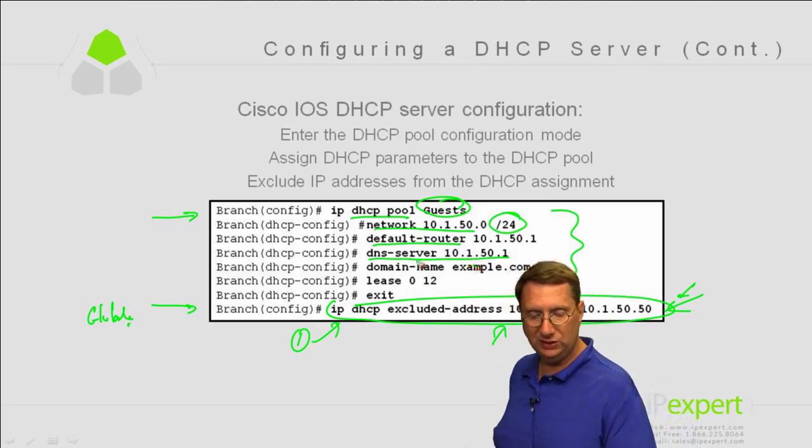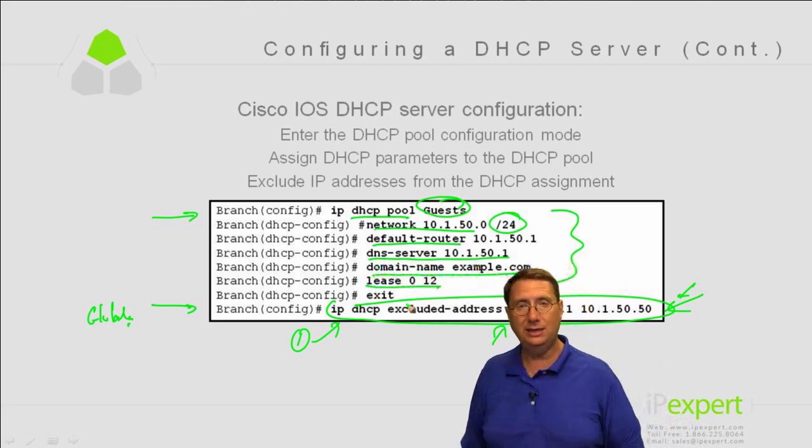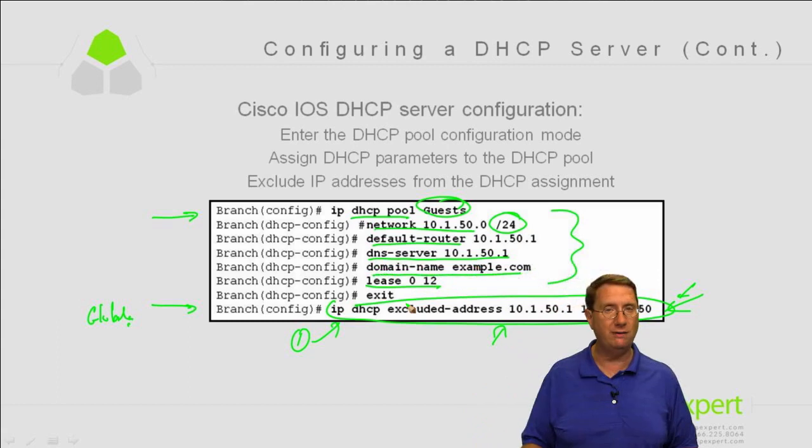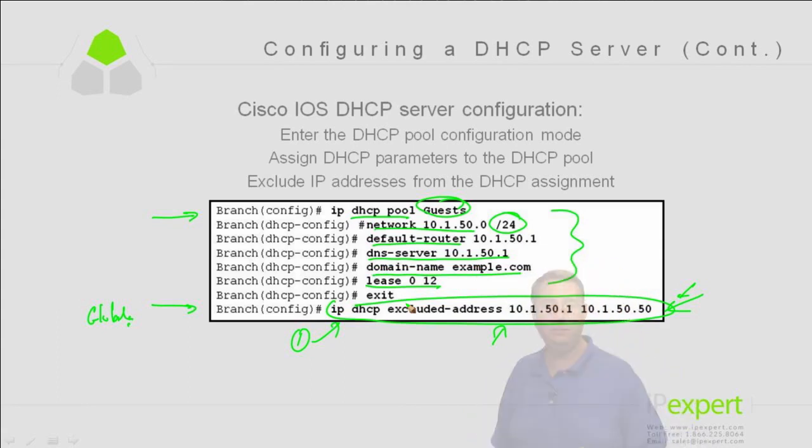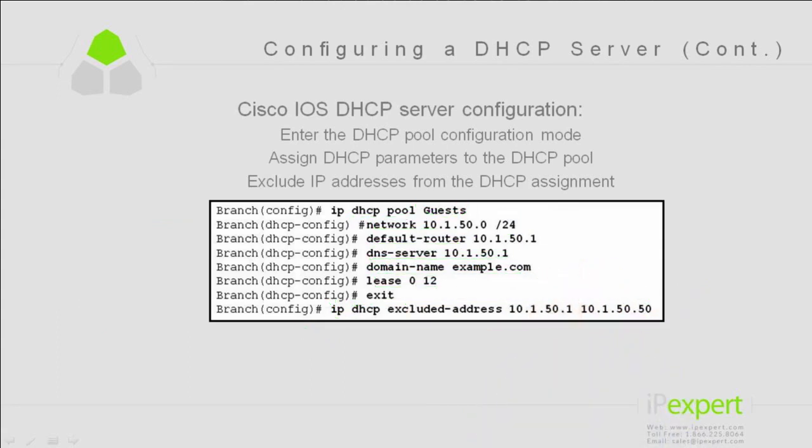Now the other part of this is that I'm going to issue my domain name and my lease. My lease is going to define, in this instance, 12 hours, which is how long an IP address is going to be issued. And when the lease expires, the client is going to be forced to refresh the DHCP address that it's learned.